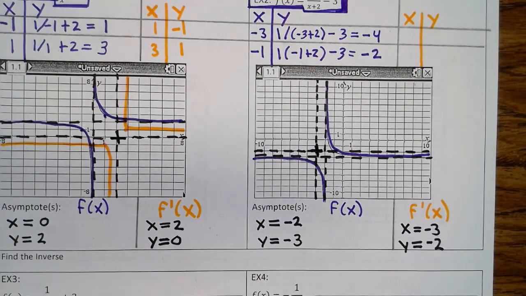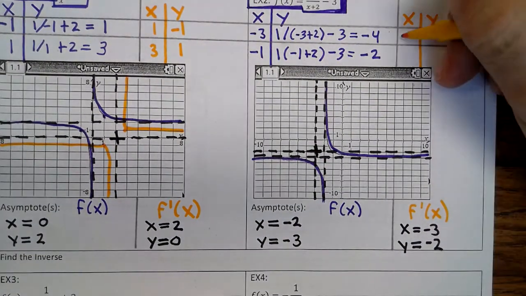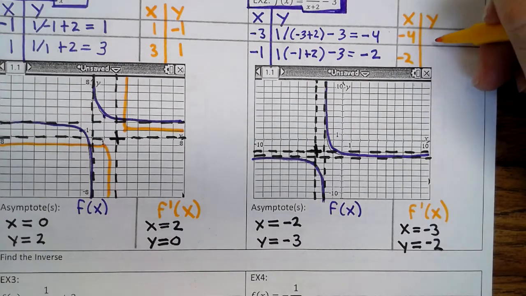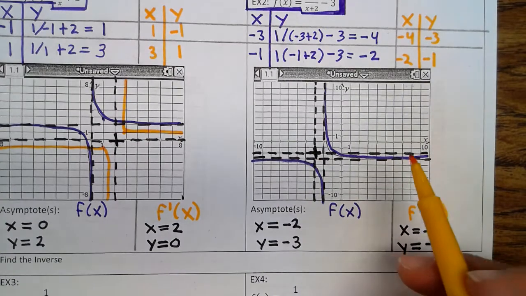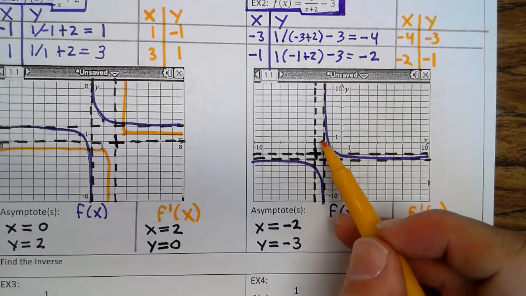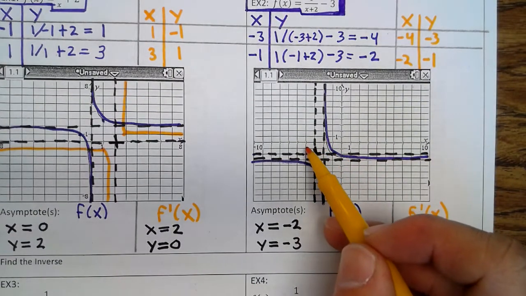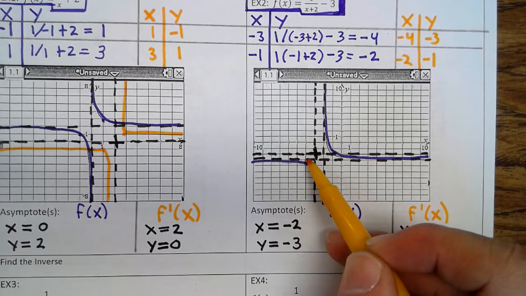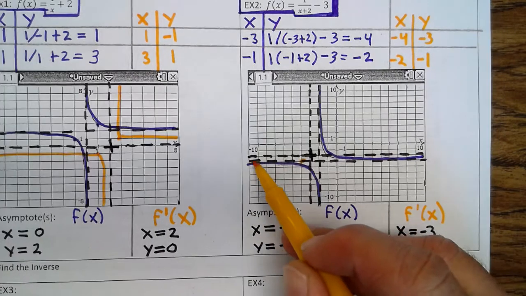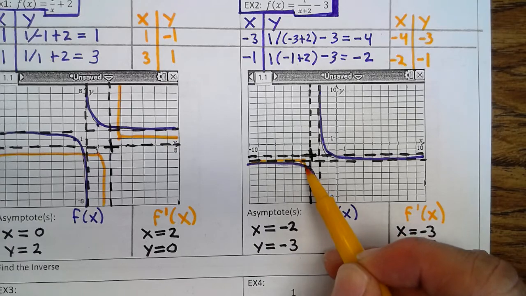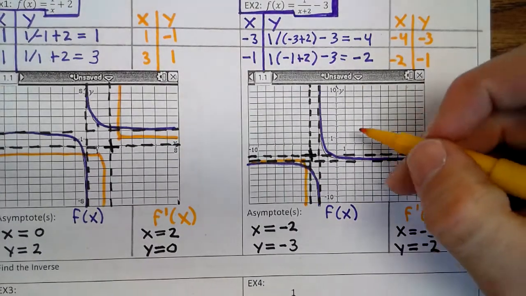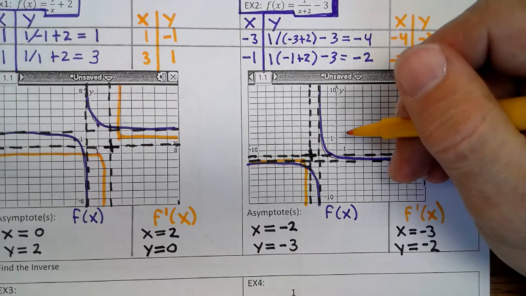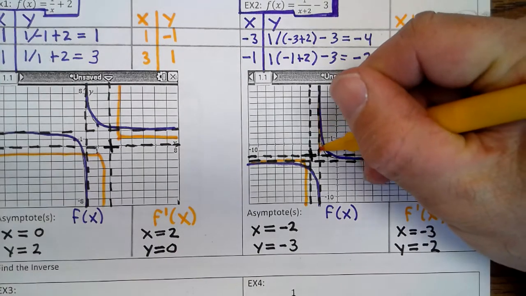All right, so now we switch the x and y points, so that's -4, -2, -3, -1. So we go left 4, so 1, 2, 3, 4, down 1, 2, 3. There's a curve here. Okay, and then we go -2, -1, so our curve is right here.